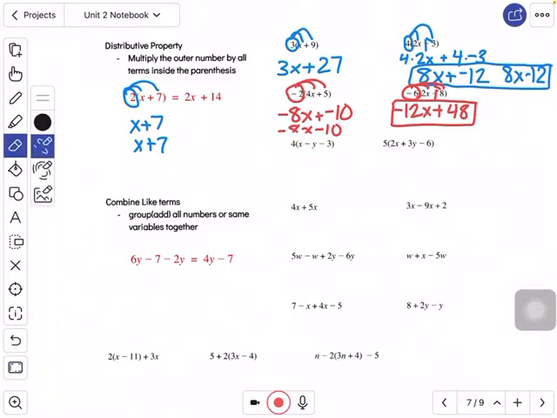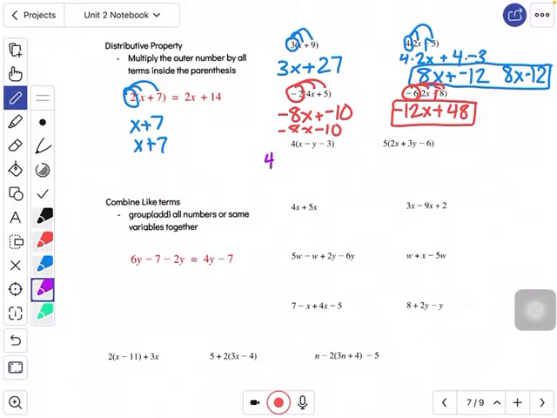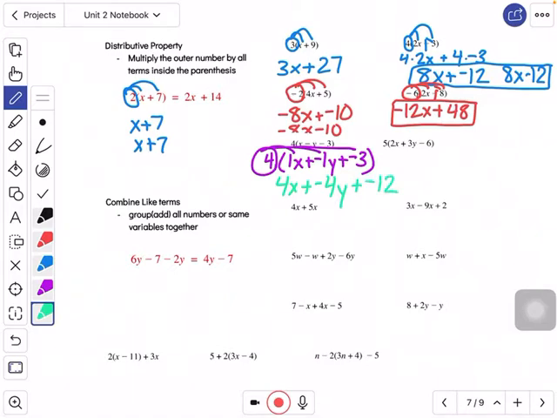this problem again. So it's 4 times 1x plus negative 1y plus negative 3. And then I'm going to multiply my 4 by everything inside. The distributive property is not just for two internal terms. So 4 times 1x is 4x, plus 4 times negative 1y is negative 4y, plus 4 times negative 3 is negative 12. So the more formal answer for that would be 4x minus 4y minus 12. And again, I will accept either of those answers.